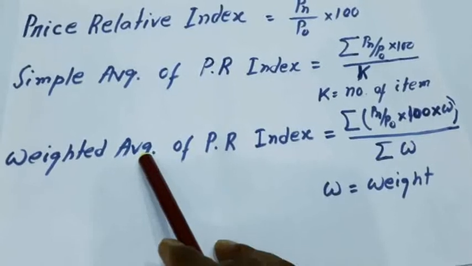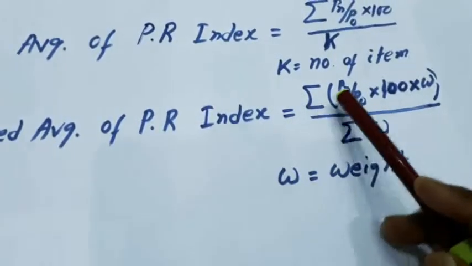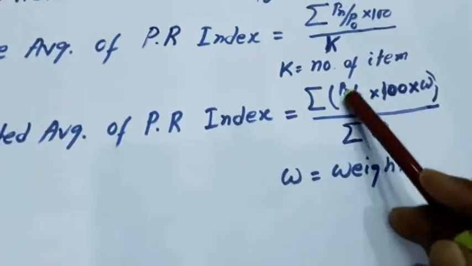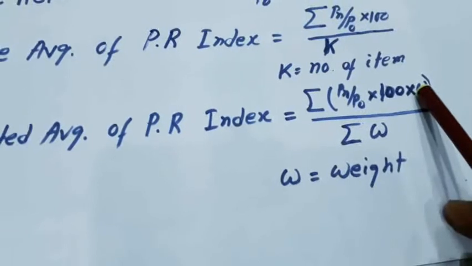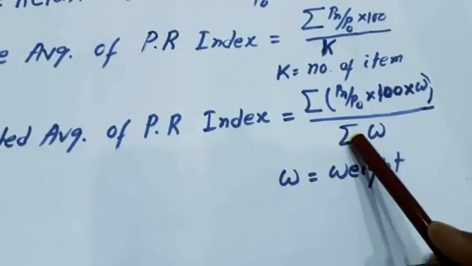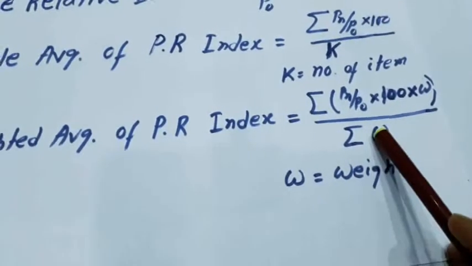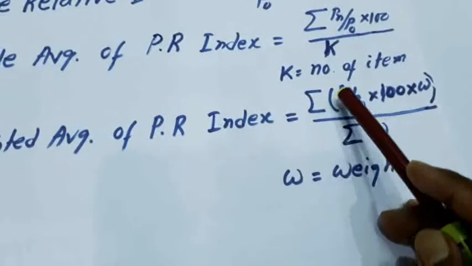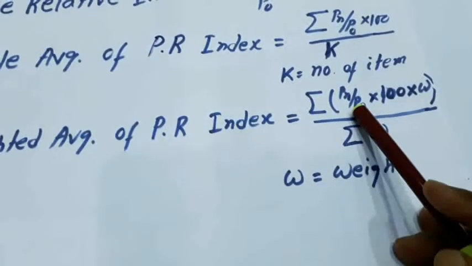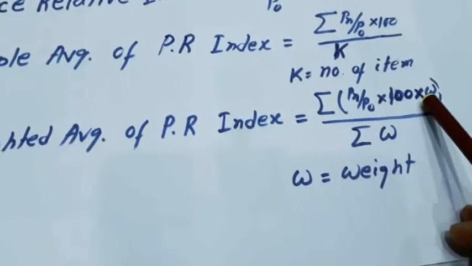And the formula is this: summation Pn by P0 into 100, that is price relative, into weight, whole divided by summation W. Here W represents the weight, Pn is the price of the current year, P0 is the price of the base year, and W is the weight.